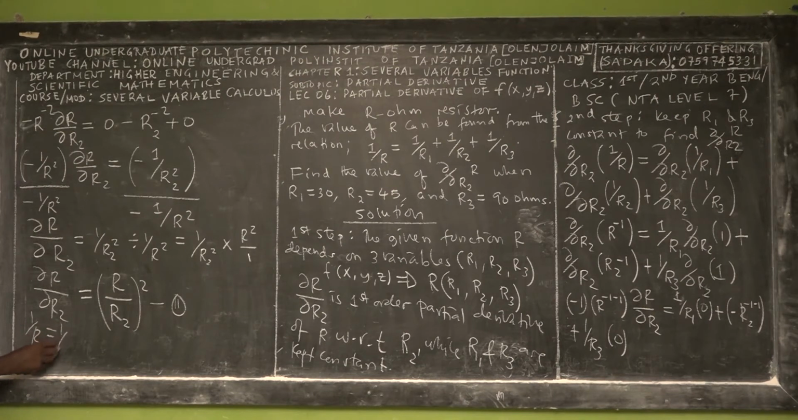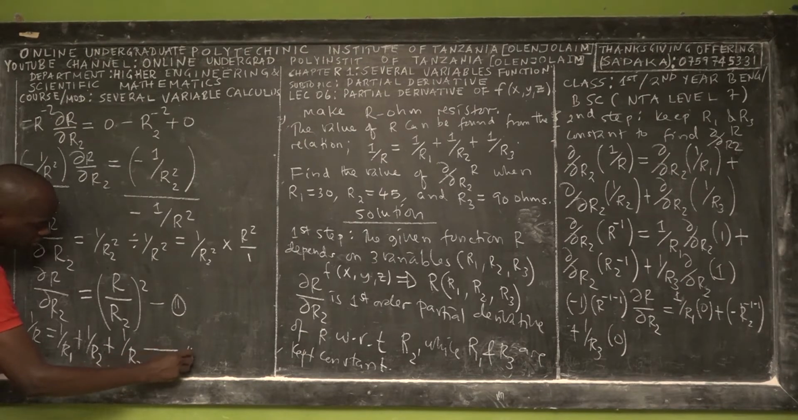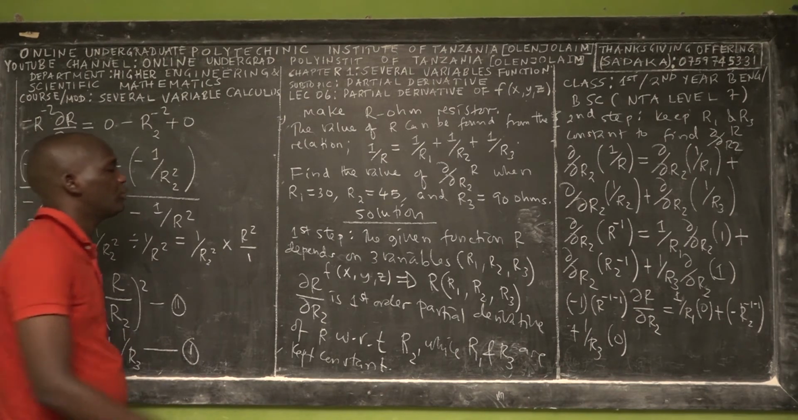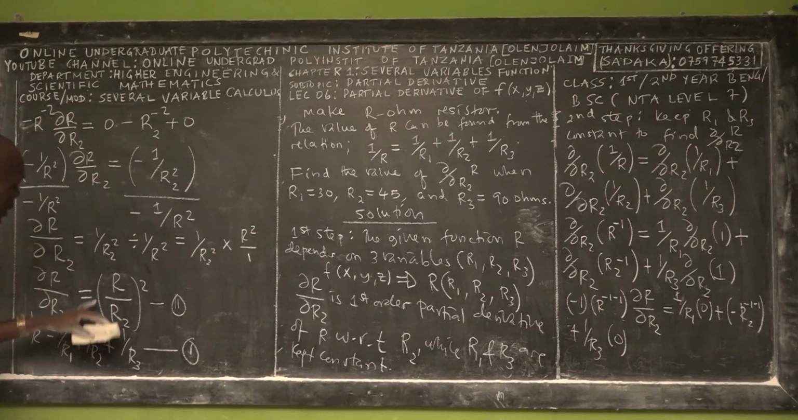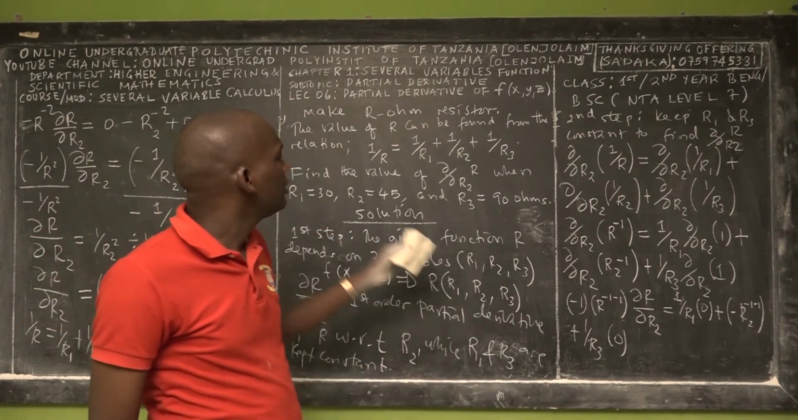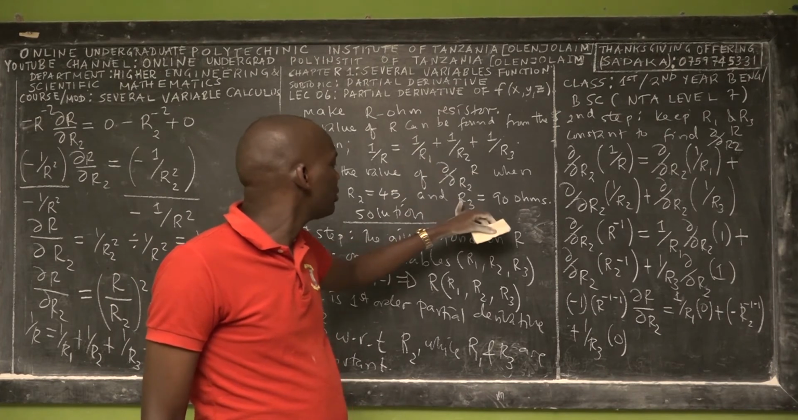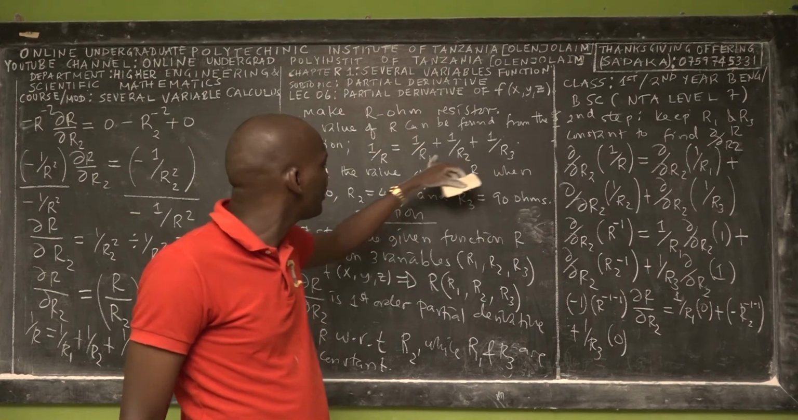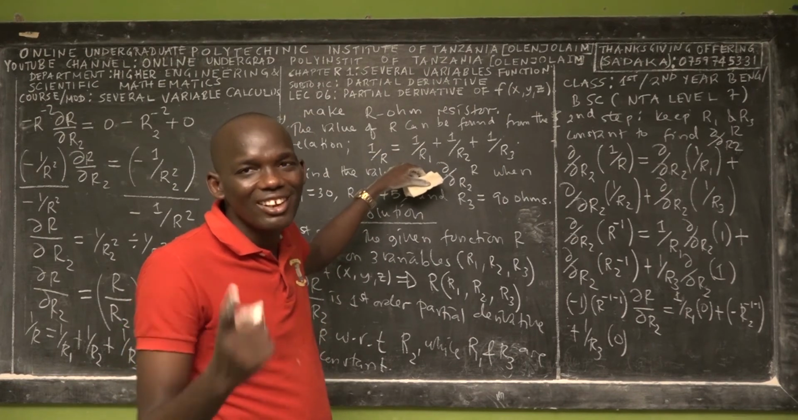1 over R is 1 over R1 plus 1 over R2 plus 1 over R3. Suppose that this is equation 1. Now we have the formula. Do we have the value of R2? Yes, R2 is 45 ohms. Do we have the value of R? No, we don't have it. We have the values of R1 and R3. Why are we given R1 and R3? Because with the values of R1, R2, and R3, if you substitute them in this formula, you can get R.